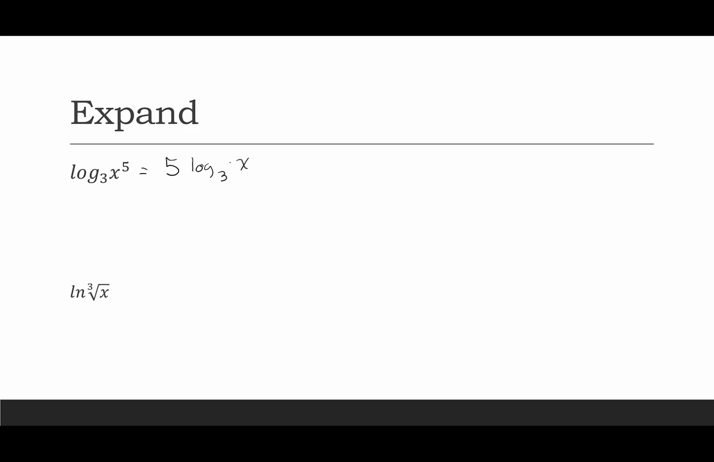The next one, I have the natural log of the cube root of x. I want to write that as the natural log of x to the power 1/3. So we want to be able to go back and forth between radicals and rational exponents. Now that I've written it as an exponent, I can bring the 1/3 in front. I have 1/3 times the natural log of x.